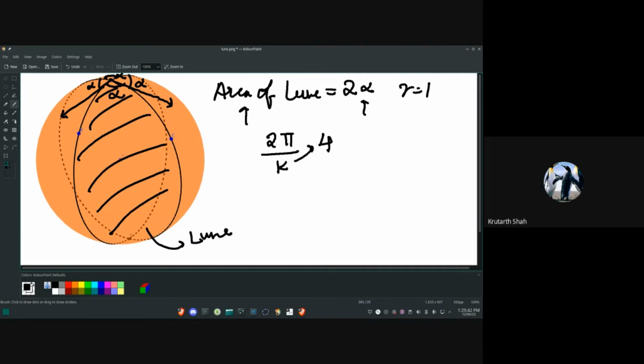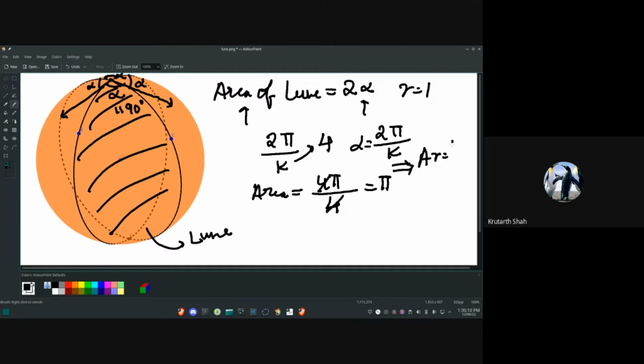And this would be 90 degrees. So you'd have area of the loom equal to area of sphere over 4, which would be pi. So in general, you can show that for alpha equals 2 pi by k, you have area equals 4 pi by k. Does this make sense, the splitting thing?